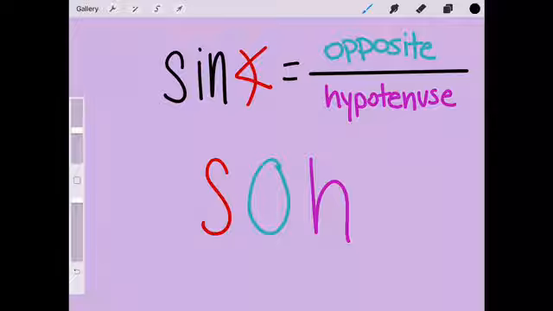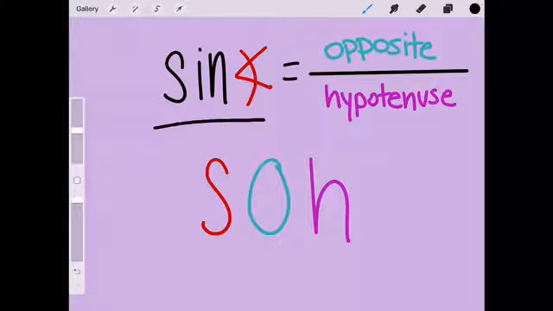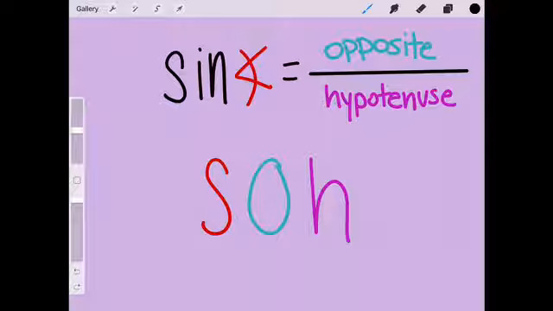Sine of an angle is equal to the opposite over the hypotenuse. So what that means is when we find the sine of an angle, let's say I asked you to find the sine of 30 degrees, whatever you would calculate that as is going to also be equal to the value of the opposite side divided by its hypotenuse. So sine is equal to opposite over hypotenuse, SOH.